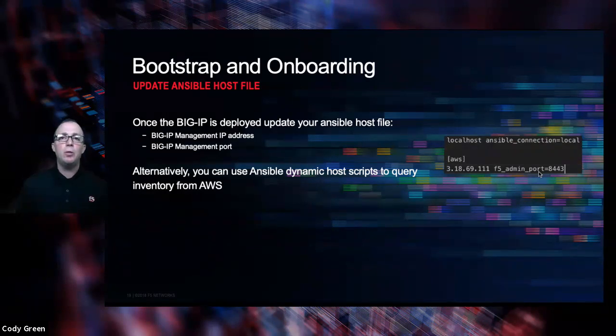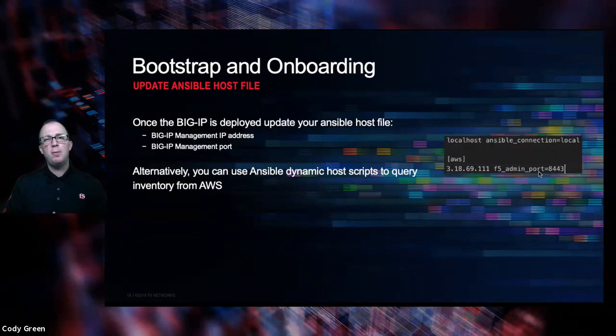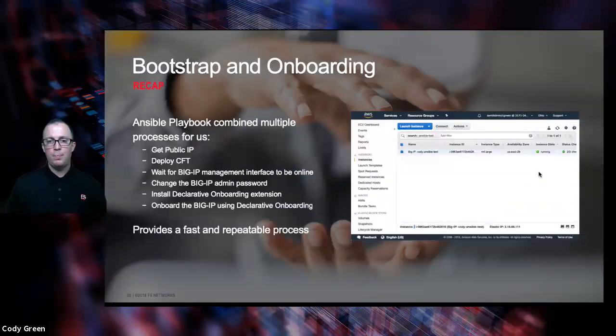This allows you to query AWS or Azure and dynamically pull back the F5s in your environment based upon tagging or specific characteristics of the F5. I've used both methods, and typically in the labs, I like to use the host file. It's quick, it's easy, but in a production environment, I highly recommend you look at the dynamic hosting scripts.